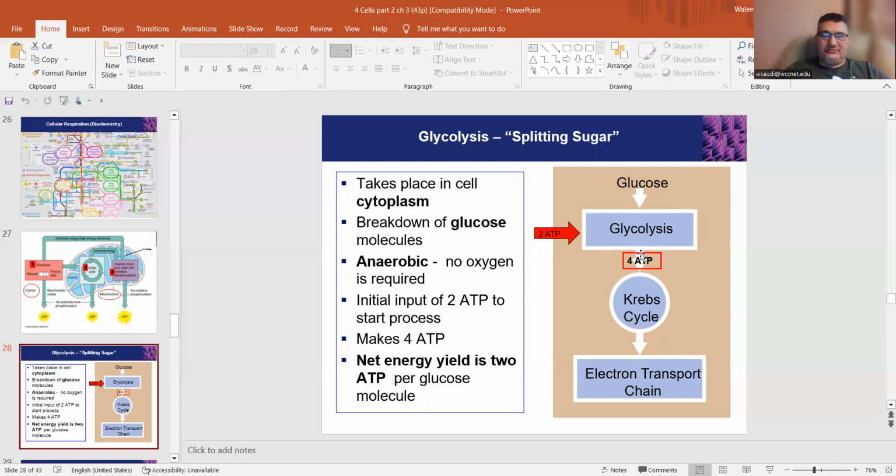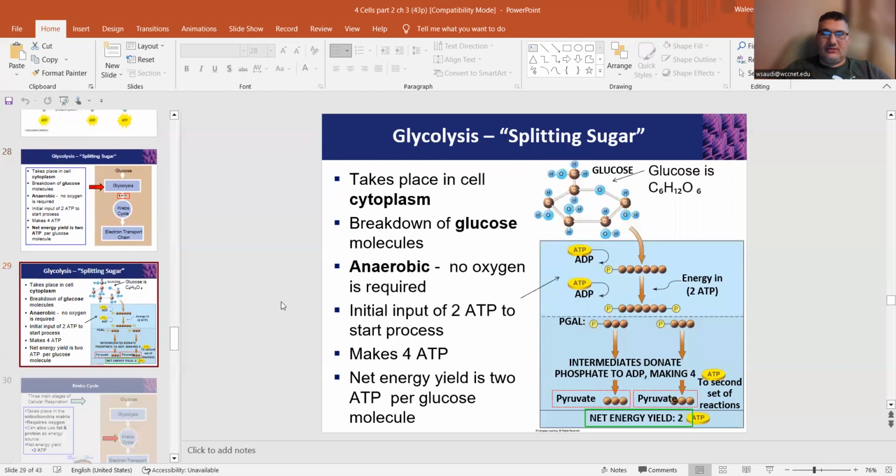So you get 2. And then you're going to get another 2 as you're entering the Krebs cycle. And the Krebs cycle will give us also 2. But so far, if they ask you about glycolysis, 2 net. But they can ask you, how did you get the 2? Yes, I consumed 2 and I produced 4, so the net is 2. Okay.